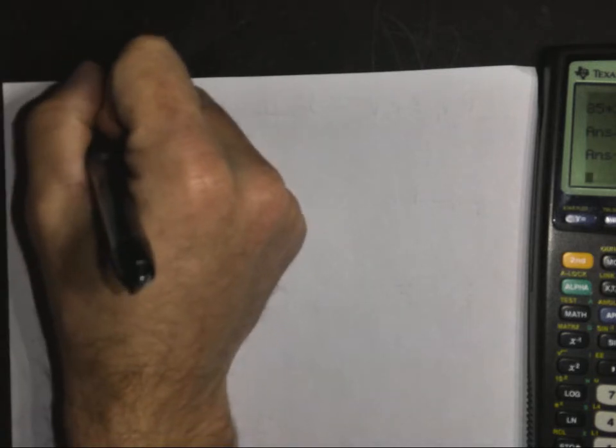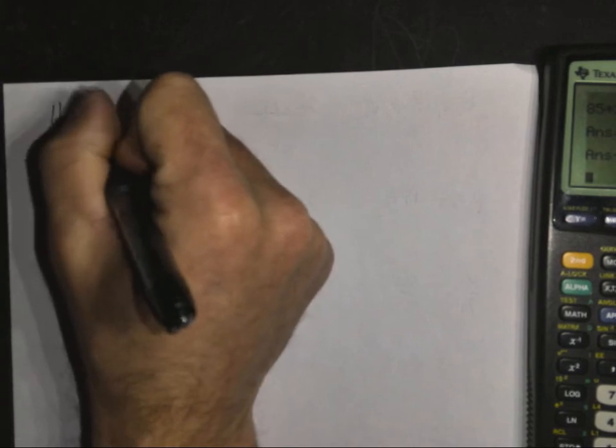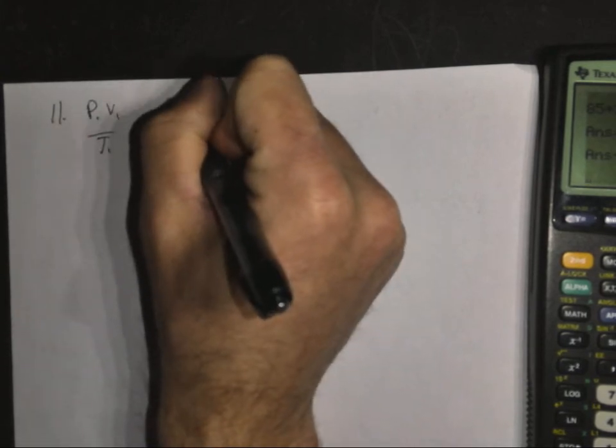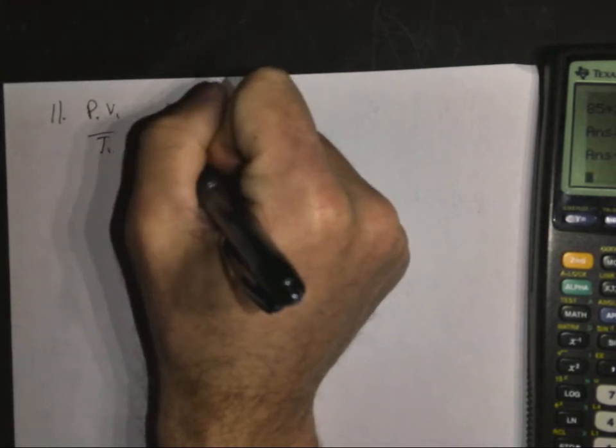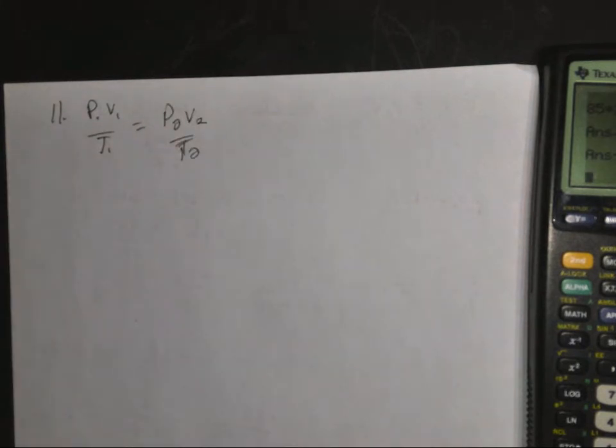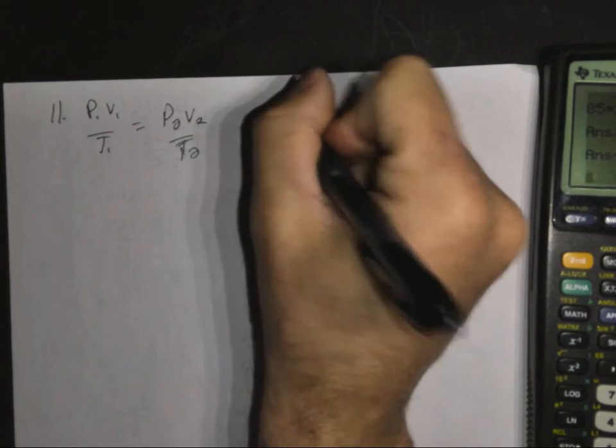Number 11 states a gas occupies 175 milliliters at standard temperature and pressure. What is the volume at 150 C and 4 ATM? So we've got everything. We've got pressure, we've got volume, and we've got temperature, and we have to solve for something else on the 2 side. So occupies 175 milliliters. That's our volume 1.